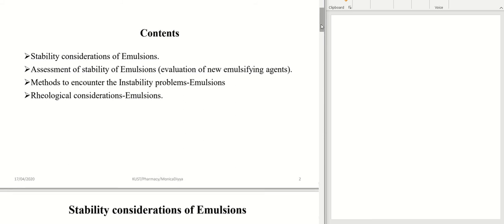In this lecture, we'll be discussing the methods to assess the stability of an emulsion, and if the given formulation or the resultant emulsion is unstable, how can we overcome this instability problem? How can we improve the stability of an emulsion?